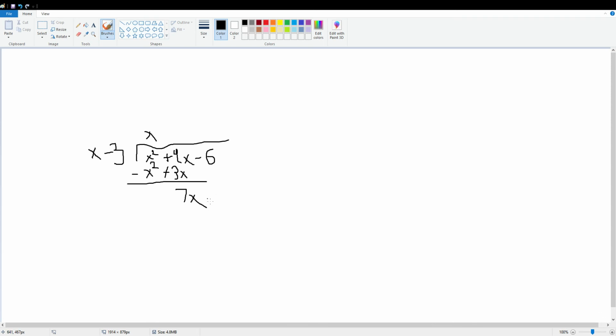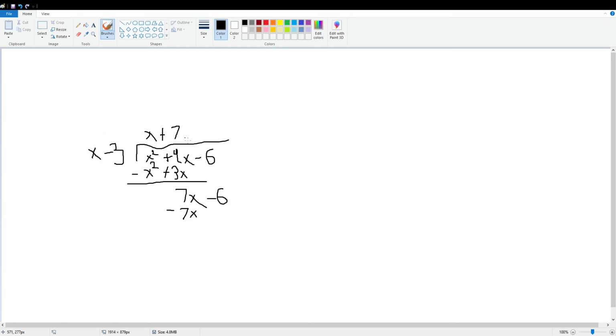Bring down the negative 6. And we have 7x minus 6. Now we have 1 as the highest power or degree in this equation. And we're going to figure out how many times x goes into 7x. Well, x goes into 7x 7 times. So we're going to add 7 to this. So 7 times x is equal to 7x. So we will subtract the 7x.